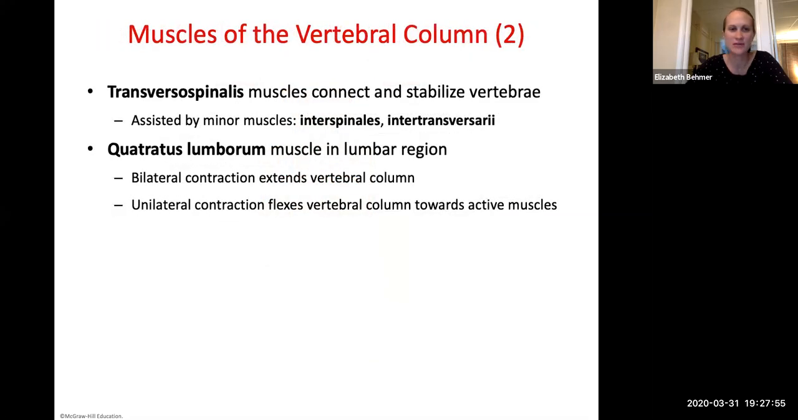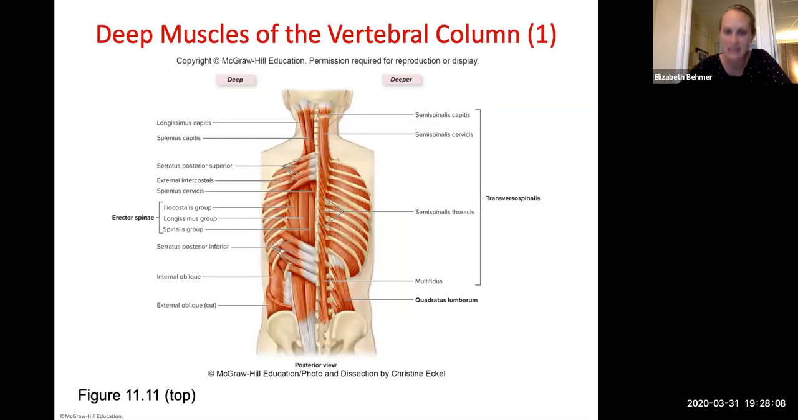The transversospinalis are teeny tiny muscles that go between vertebrae. Quadratus lumborum is in the lumbar region, and that'll help flex and extend your vertebral column. Let's see if we can see it. The quadratus lumborum is more in the lumbar region down here, and that'll also flex and extend. So those are muscles in the vertebral column.